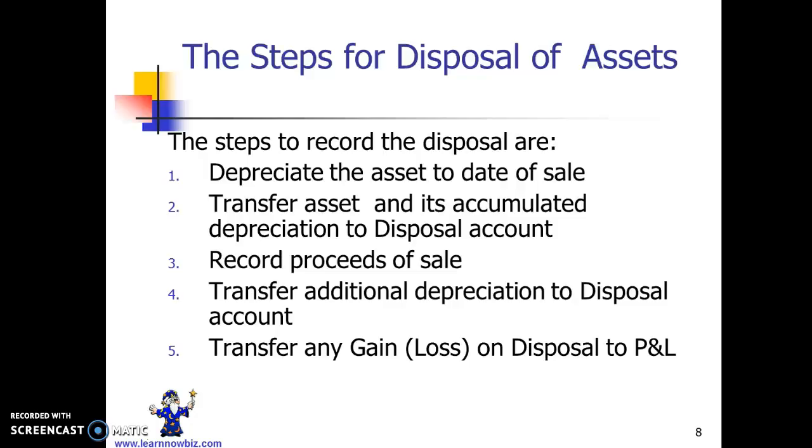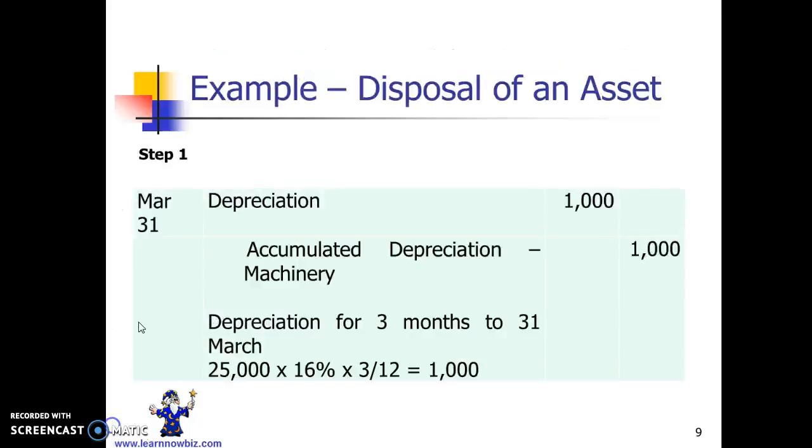I'm not going to go through all these one at a time because we'll cover these steps in the next lot of slides. The 5th step we're going to look at, but again we're going to cover this in a lot more detail later on in the course. The first step in the disposal of an asset is to calculate depreciation to the date that you sold it.